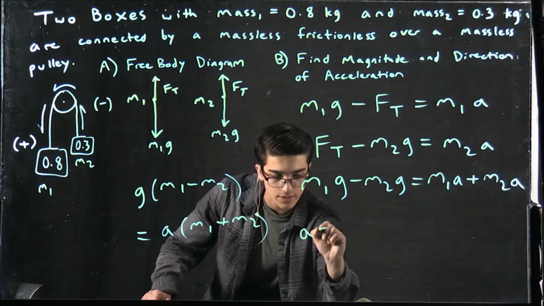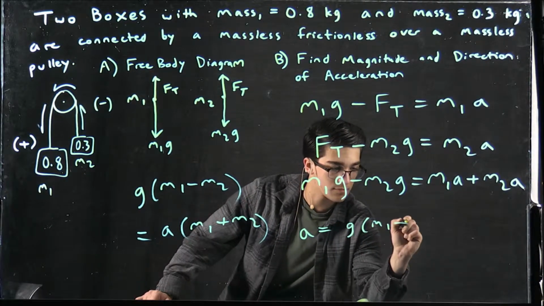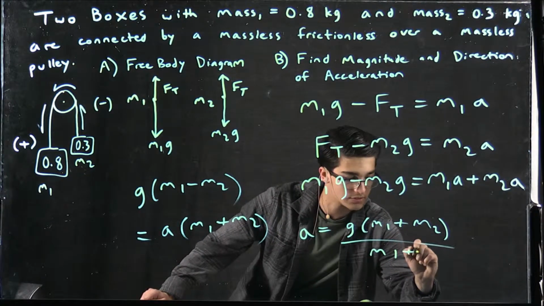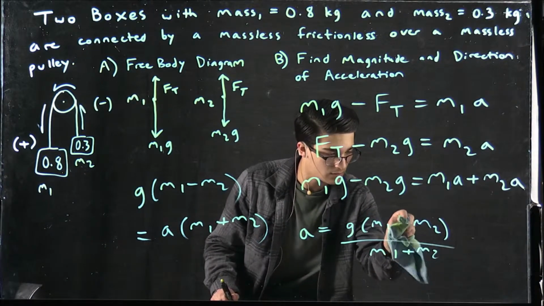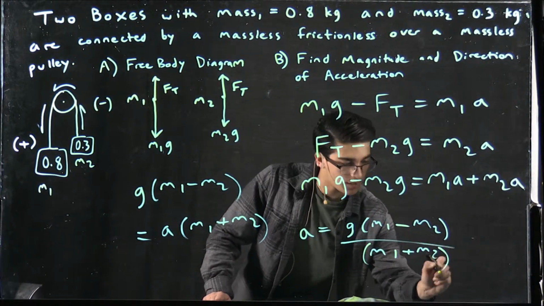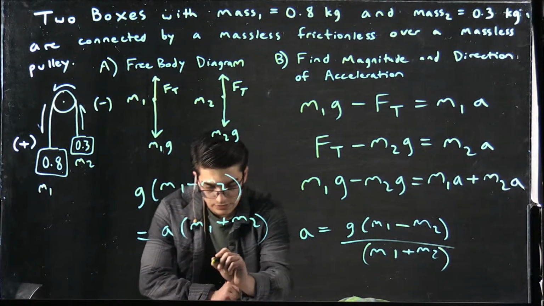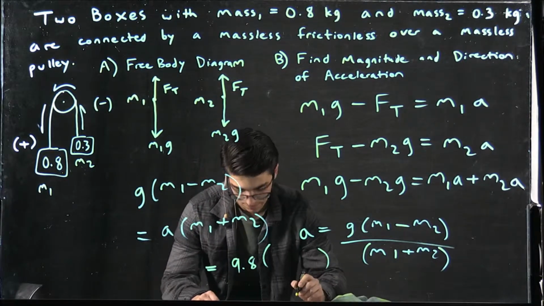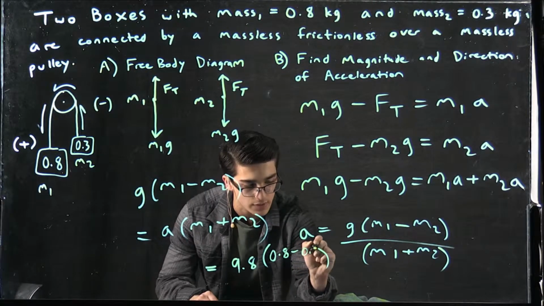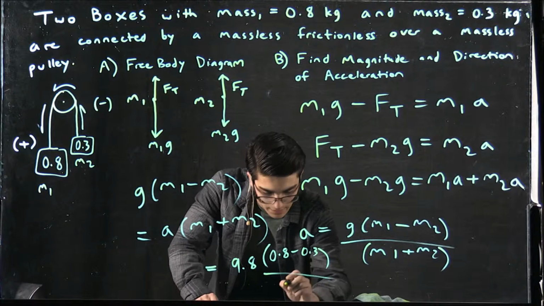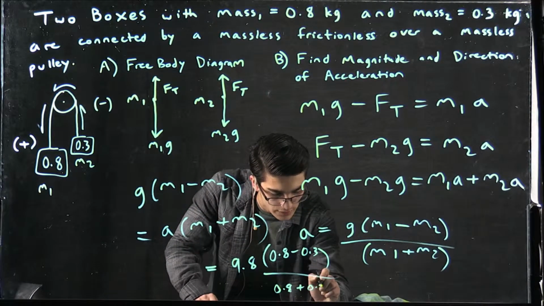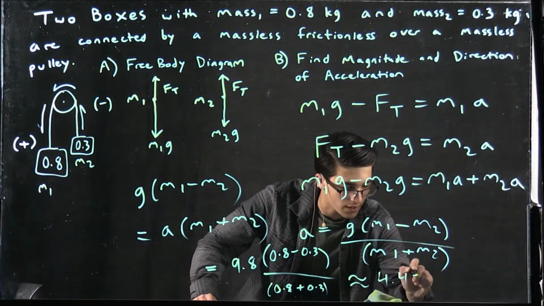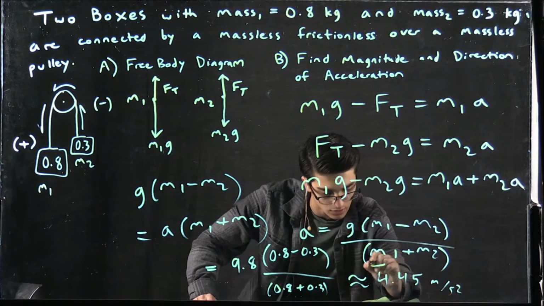So it's going to give us acceleration equals G times M1 minus M2 divided by M1 plus M2. Let me fix that, a little mistake there. And we plug in our values. That's going to give us G, 9.8, times 0.8 minus 0.3, divided by 0.8 plus 0.3. And this will give us approximately 4.45 meters per second squared, which is our acceleration.